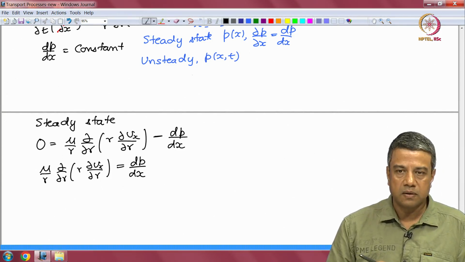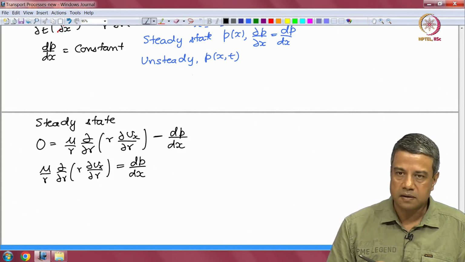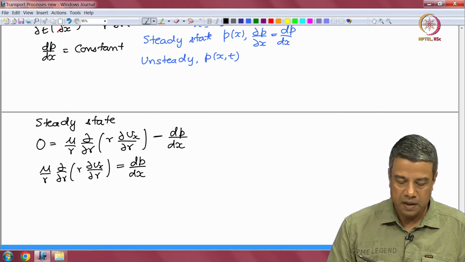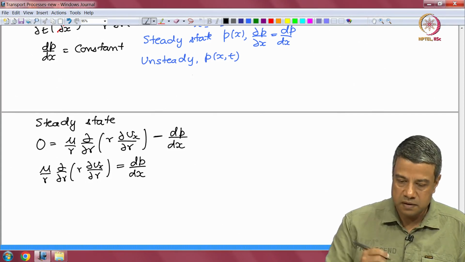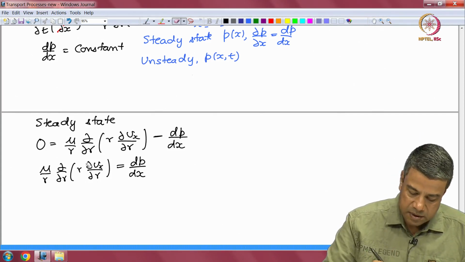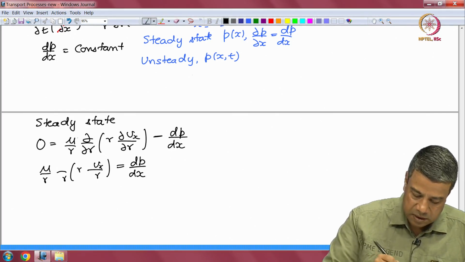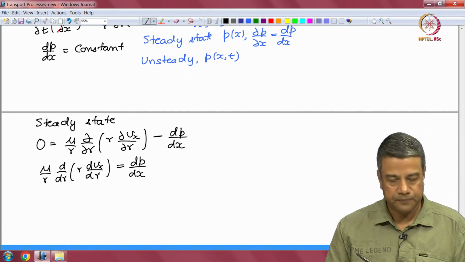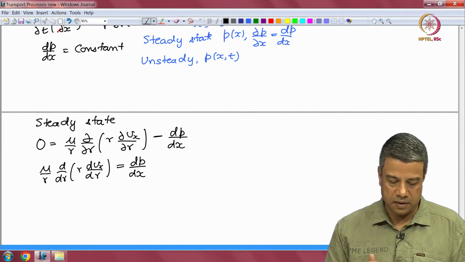In this case, we know that Vx is not a function of x. Vx is not a function of x because it is incompressible, and I have assumed a steady flow as well. Therefore, Vx is only a function of r in this case. Pressure is only a function of the downstream coordinate, and the velocity is independent of downstream coordinate, it is only a function of r. And dp by dx is a constant. So, I can solve this.